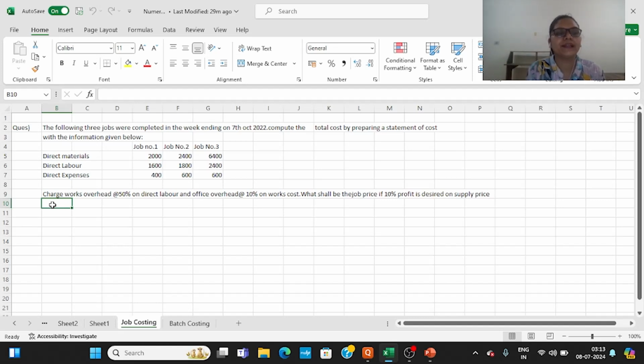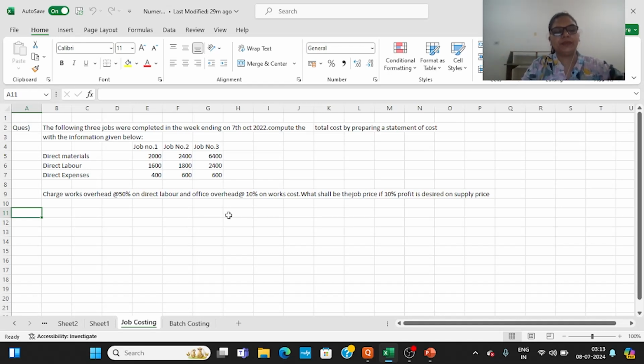Direct materials, direct labor, direct expenses for job number 1, job number 2 and job number 3. Charge work overheads at 50% on direct labor and office overhead at 10% on work cost. What shall be the job price if 10% profit is desired on supply price? Now we will solve this question.